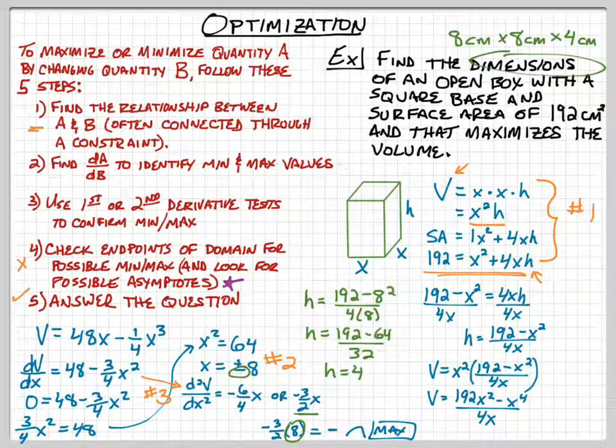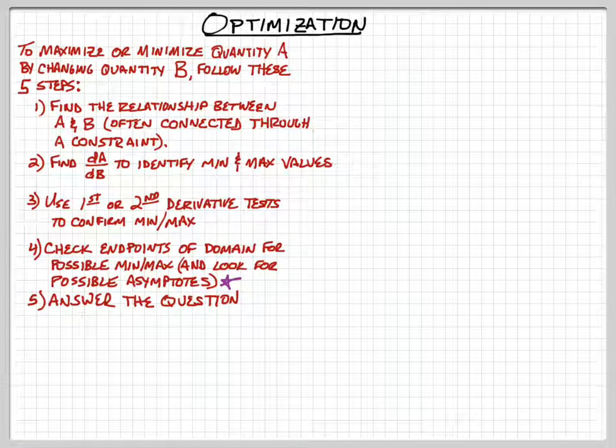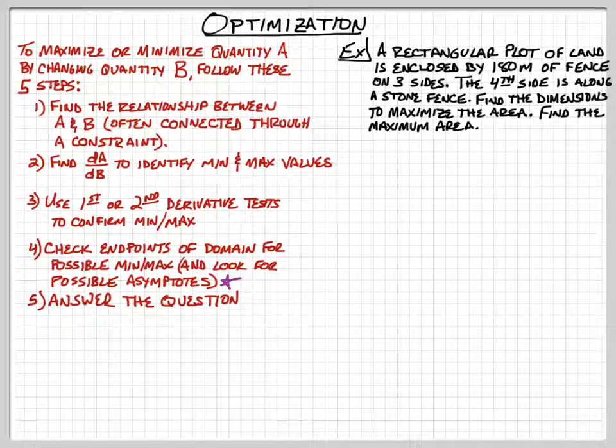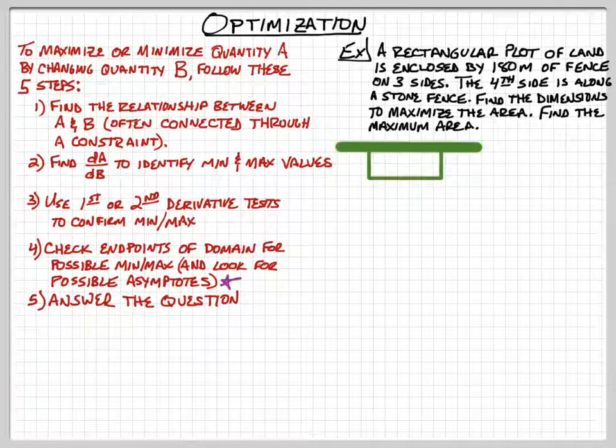The other seemingly most common type of problem is when we have something that looks like this. A rectangular plot of land is enclosed by 180 meters of fence on 3 sides. The 4th side is along a stone fence, so we want to find the dimensions to maximize the area and actually find the area as well. So let's draw this out.